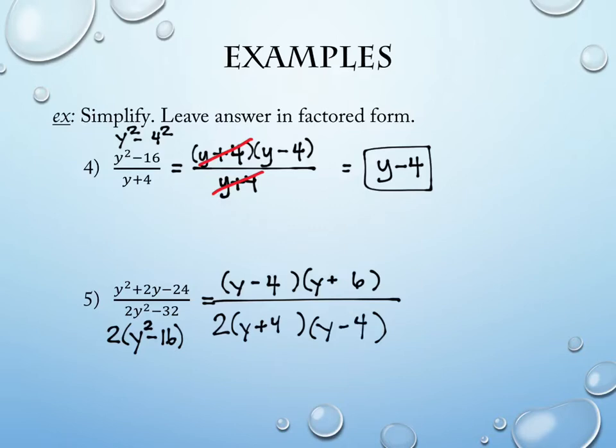What reduces? The y minus 4s, right. So those will cancel out or simplify, divide to 1. On top, I have y plus 6. Unless I have an exactly y plus 6 in the denominator, there's nothing else I can do. And the denominator, I have a 2 and I have a y plus 4.